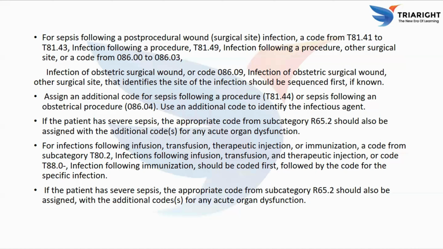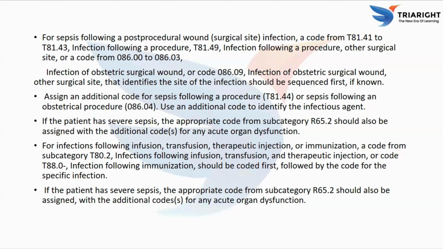The next guideline is sepsis following a procedure. After sequencing the wound infection code, you have to assign T81.44, sepsis following a procedure, and O86.04, sepsis following an obstetrical procedure. These codes show that the complication progressed to sepsis. You also have to add a code for the organism.